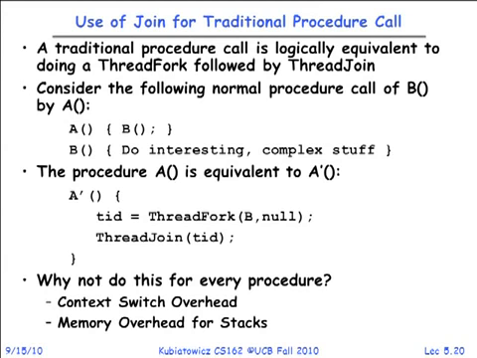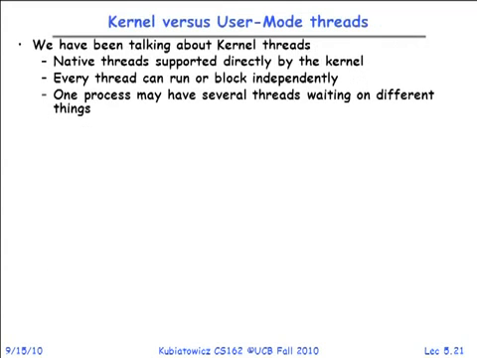So let's talk a little bit about kernel mode versus user mode threads. We've been talking about kernel mode threads, native threads supported directly by the kernel. Every thread can run or block independently. The kernel has the ready queue, it has the run queue, it's doing all this scheduling. One process could have a whole bunch of threads in it, and each of those threads could individually be asleep. So a process creates 20 threads, and each thread does I/O, and some of them could be sleeping, some of them could be running. That's just fine. Nothing we've said here prevents that.